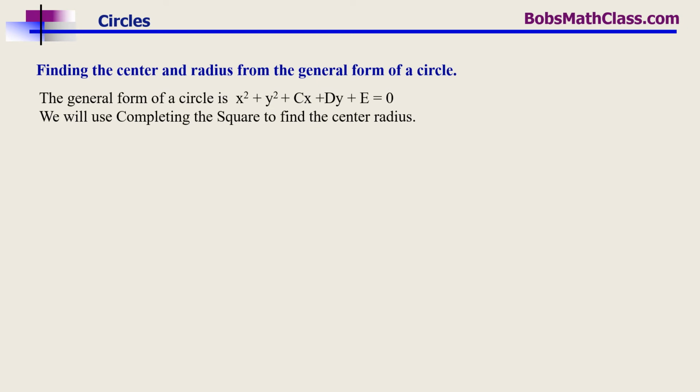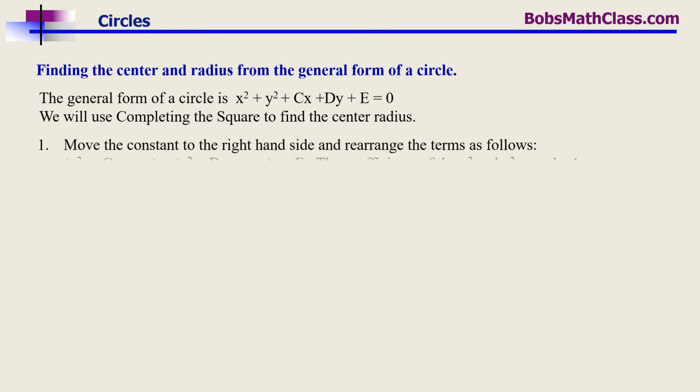Okay, now I'm kind of going to go backwards. Instead of finding general form, they're going to give us general form. And then we're going to be asked to find the center and the radius. The process that we're going to use for that is completing the square. So I'm sure you remember completing the square.